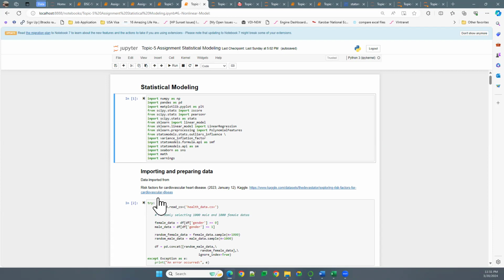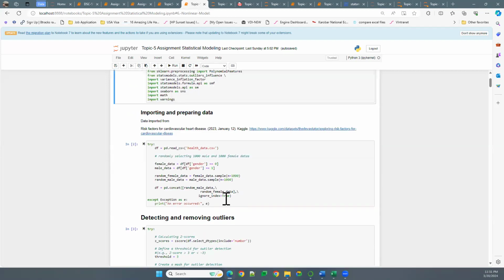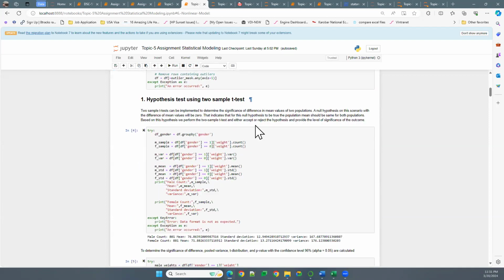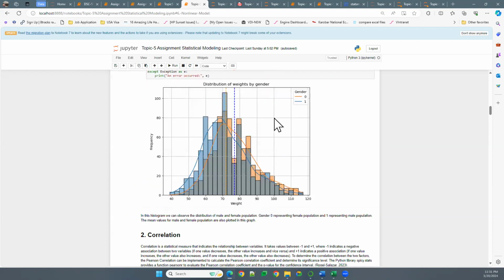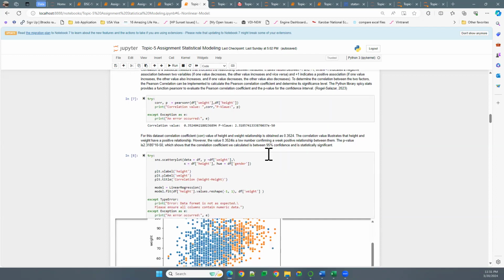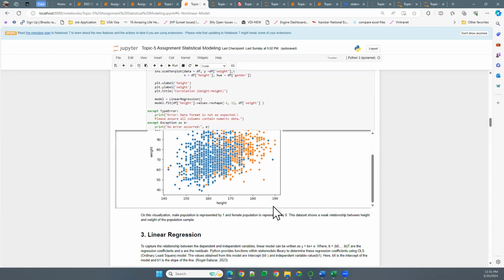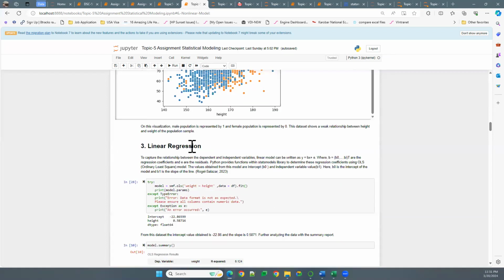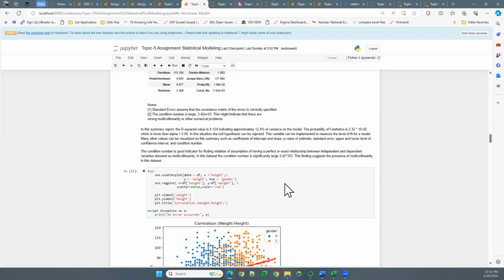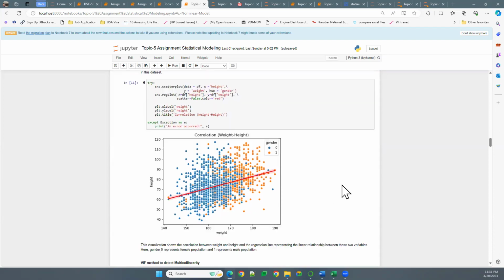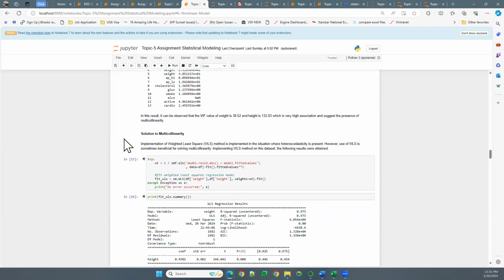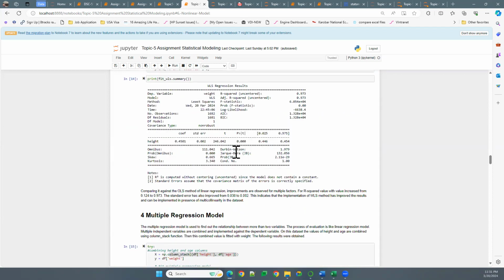So firstly, I imported the data for tasks number 1 to 4. I imported the data and removed the outliers and did the hypothesis test and created a plot for this hypothesis, and then evaluated the correlation value and plotted the scatter plot for that. And for question number 3, I did the linear regression, derived this model summary, and then plotted the regression line on the scatter plot and used the VIF model to detect the multicollinearity and proposed a solution for the multicollinearity.